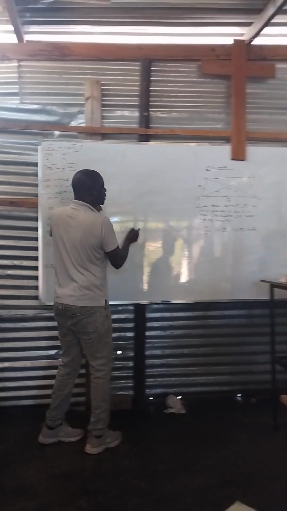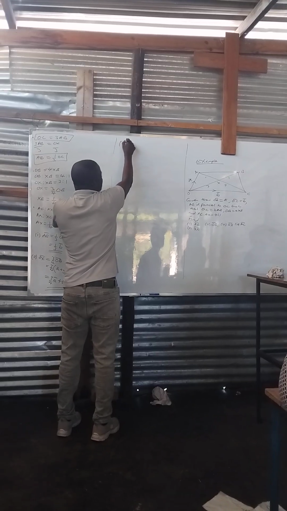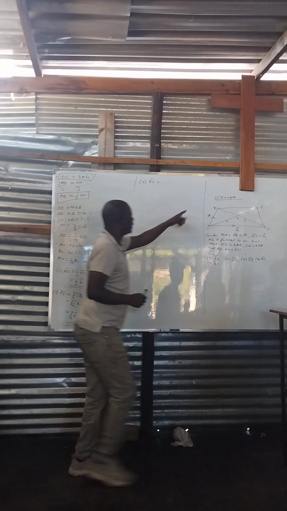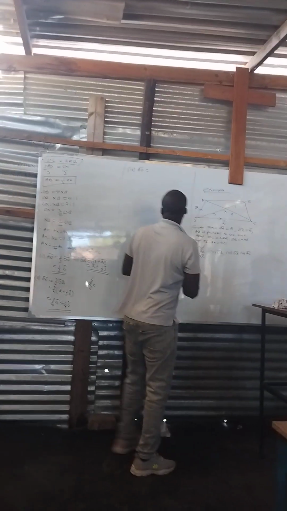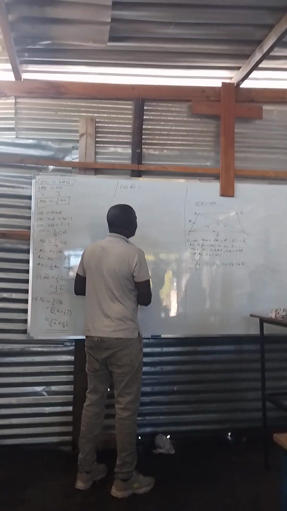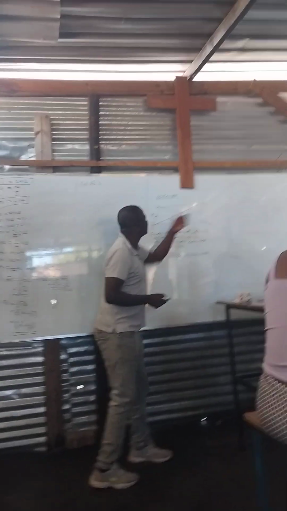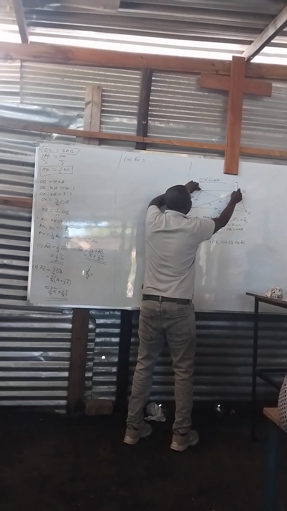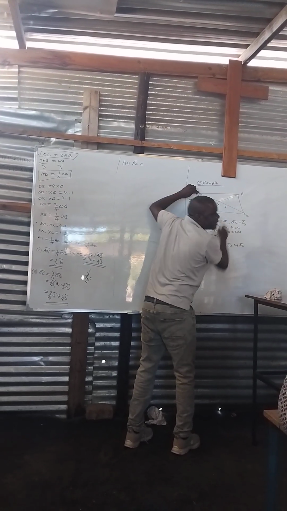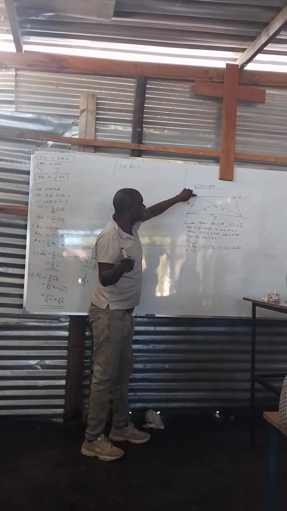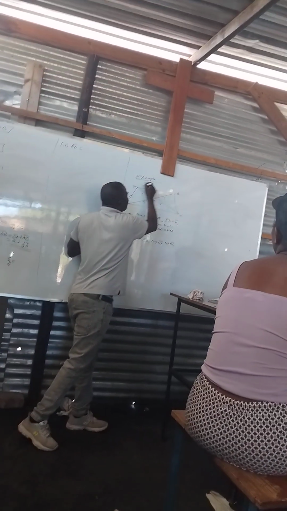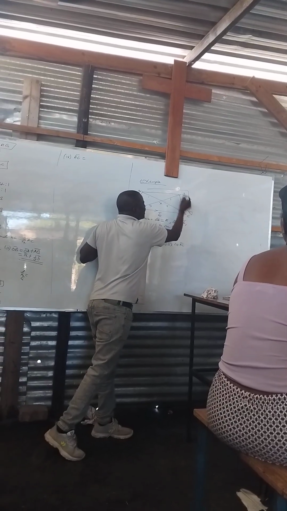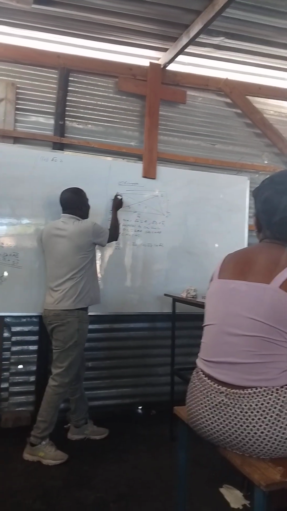Item 4, vector AC, from A to C. How can I go from A to C? I can go from A to B, but I don't have BC. That's a problem. I cannot go this way because BC is missing.